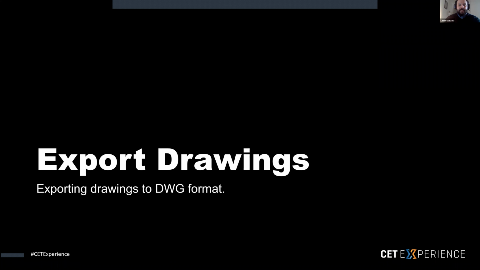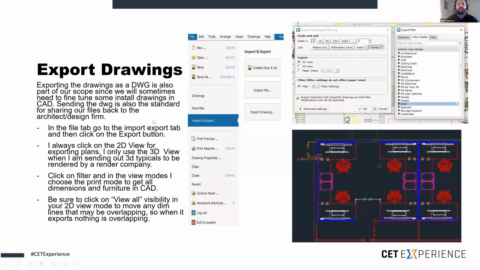And last but not least, exporting the CT drawing into a DWG drawing for your architect and or designer. When you go to File, Import, Export Drawing, one of the things that I found out is that you have to click on this filter button. And for me, the setting that works is this print. And let me show you guys why.